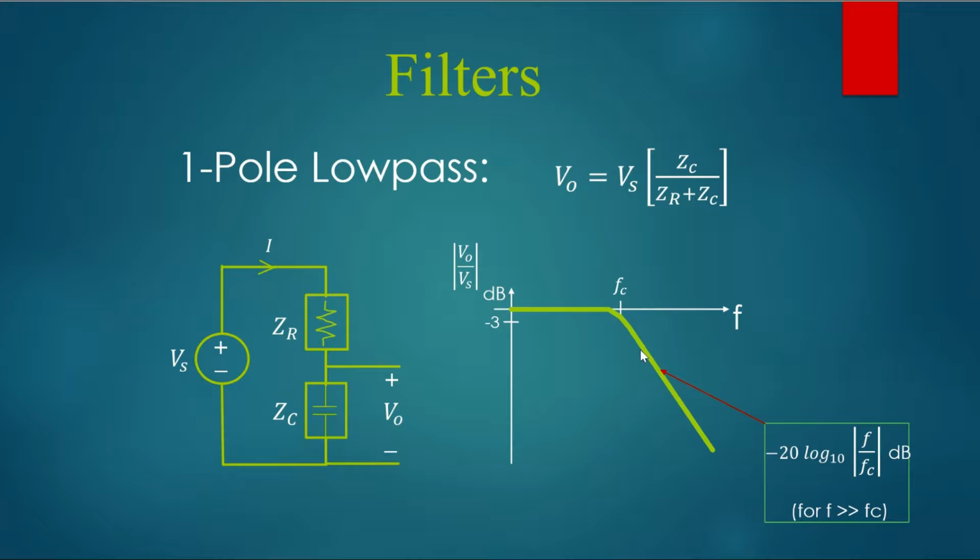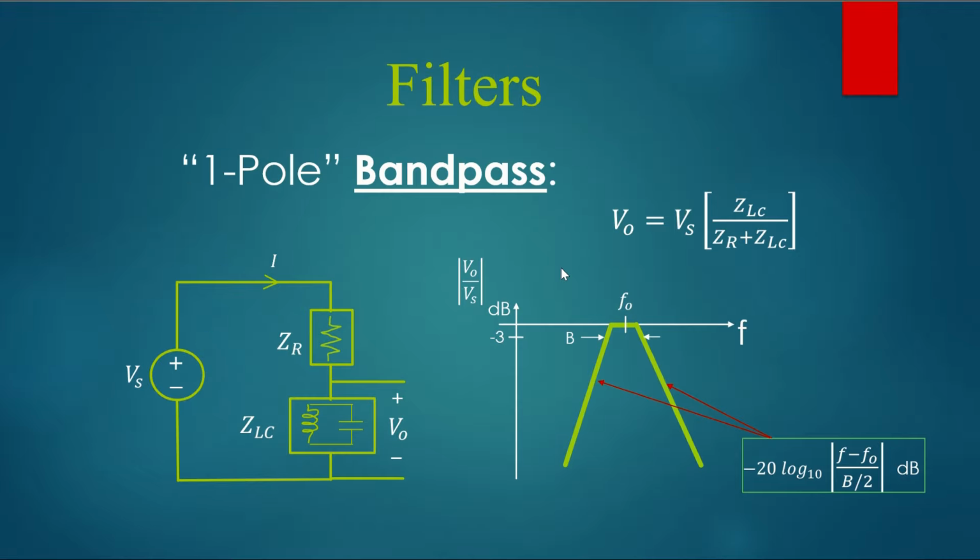Now, what about this section here where it's constant? Well, that's where the capacitor impedance has become so large that it's much bigger than the resistance, and so the denominator here is dominated by Zc, so we can ignore the resistance, and we just get Zc over Zc, which is 1, and in dB that's 0 dB, so we have no attenuation there. Okay, so let's move on to a bandpass filter.